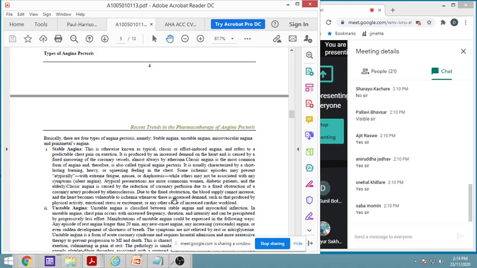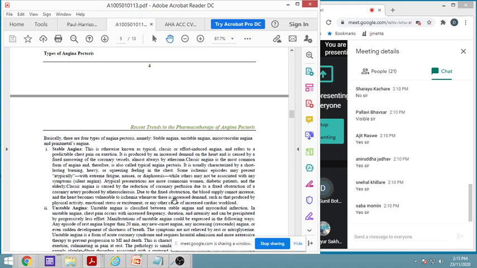It is caused by the fixed narrowing of the coronary artery vessels, and this is always because of atheroma or atherosclerosis. The classic angina is the most common form of angina, and it is also called typical. So typical, classical, stable, these are one and the same thing. It is also characterized by a short-lasting burning, heavy squeezing feeling in the chest.